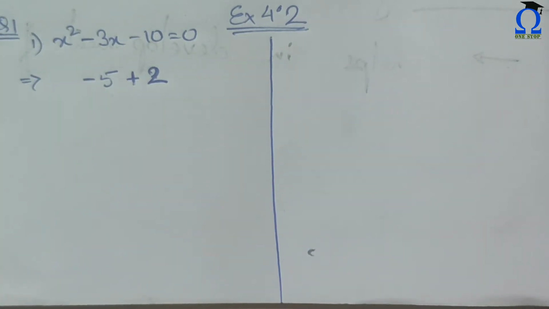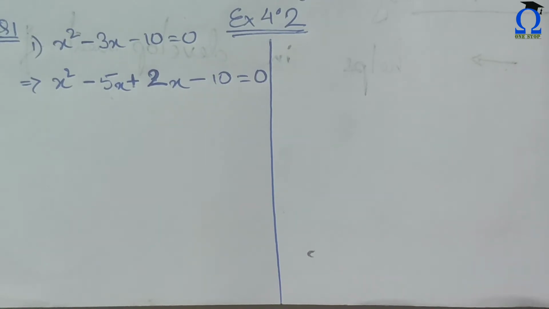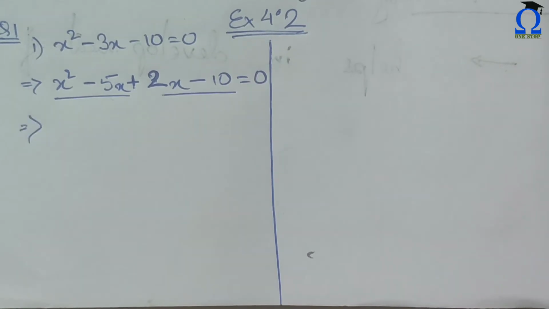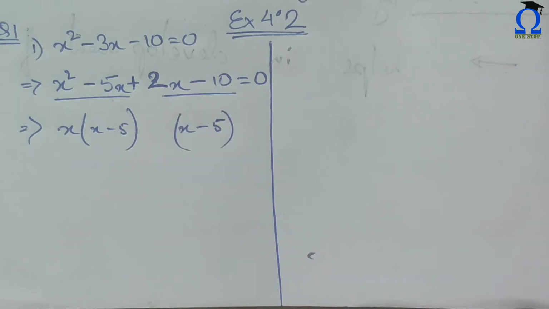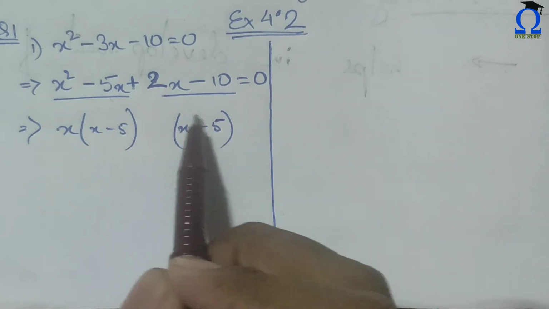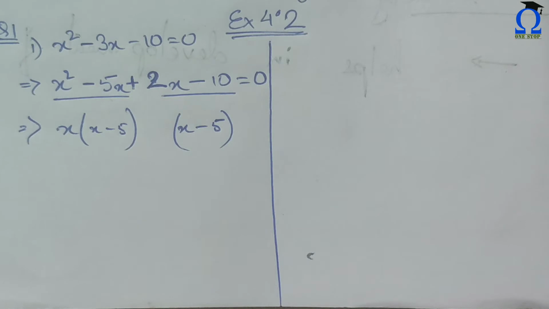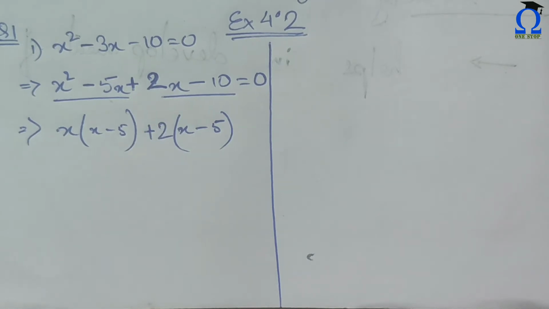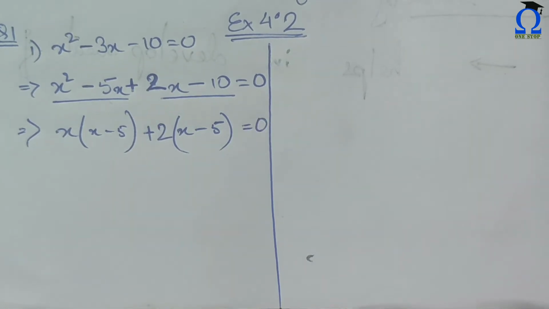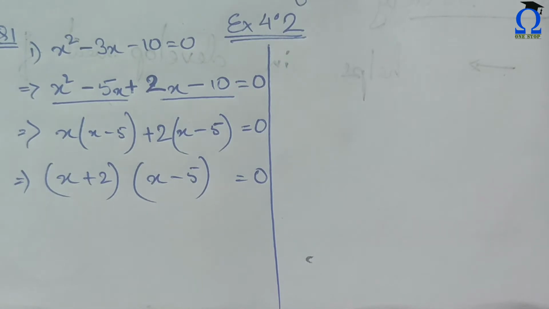And now we will put x with both of these numbers, and thus we have split the middle term into two parts. Now taking these two terms, we will take common out of these two terms. So x is common and x minus 5 will remain inside, and therefore we will write x minus 5 here. And now we will check what should be multiplied with x minus 5 to get 2x minus 10. So obviously that is +2, and here we have got our two factors like this. Understood?